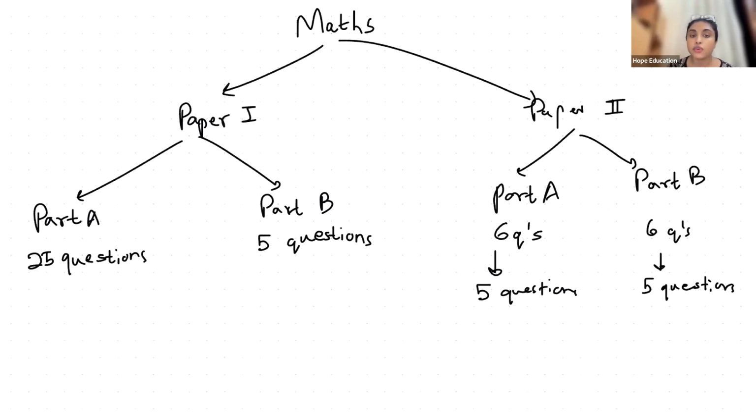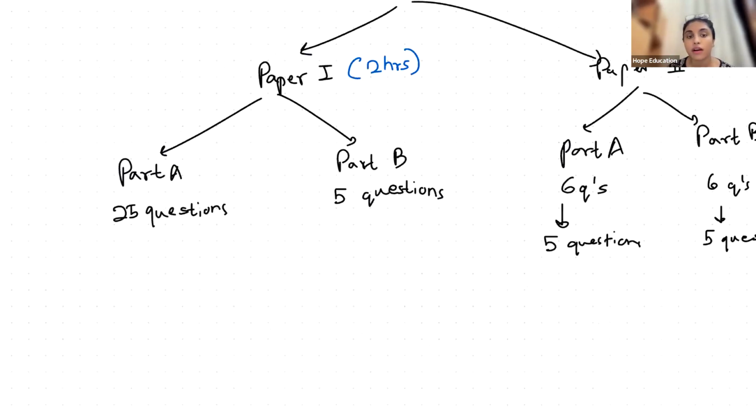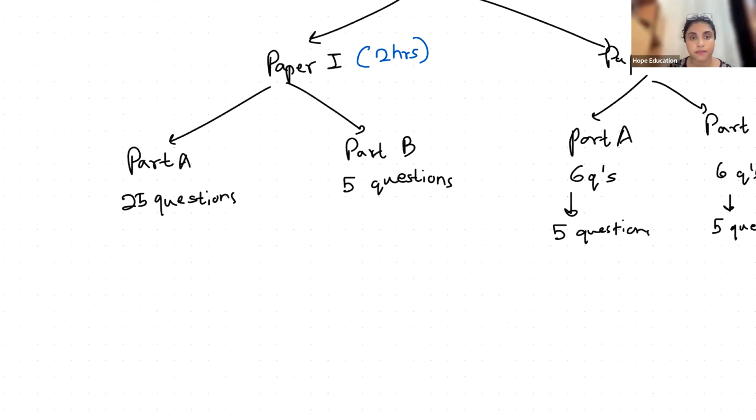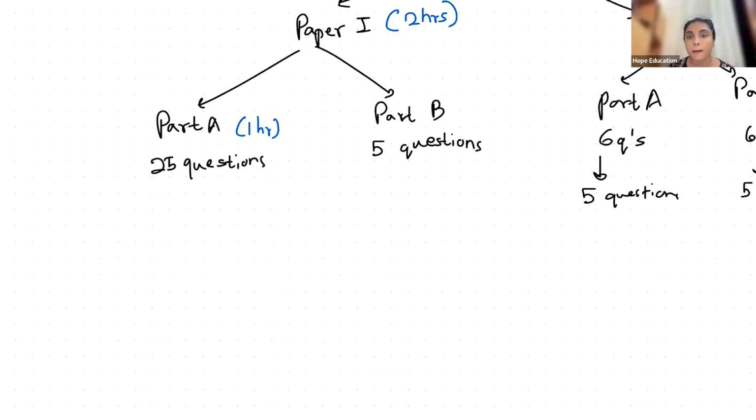So paper 1, as I told you, you get 2 hours. Of the 2 hours, you get 1 hour for part A and 1 hour for part B. So you get 1 hour for part A and 1 hour for part B. In part A, there are 25 questions, and all those 25 questions you have to do within 1 hour. So here 1 hour means 60 minutes. In part B, there are 5 questions you have to do on the paper itself.